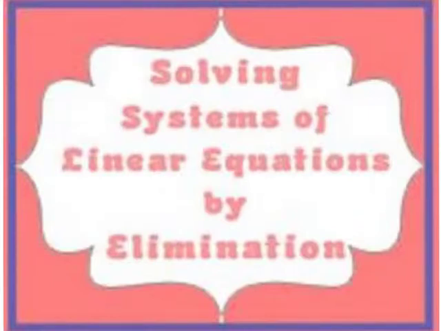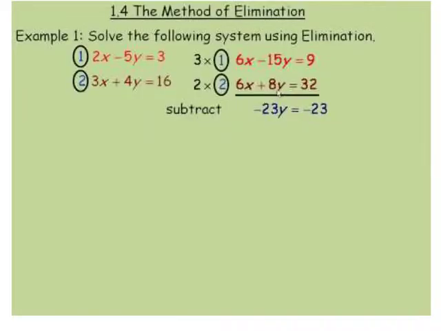Welcome to Saxon 3rd edition, Algebra 1, Lesson 67, and this lesson is on elimination, solving systems of linear equations by the use of elimination. The method for using elimination is we have to do just that. We have to eliminate one of the terms, either the x or the y. It makes no difference which one.